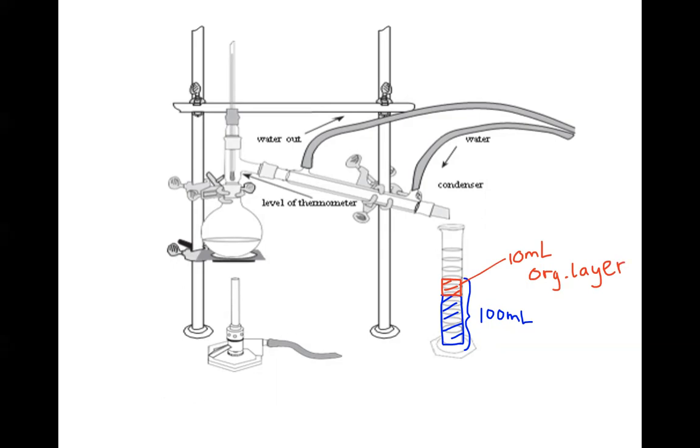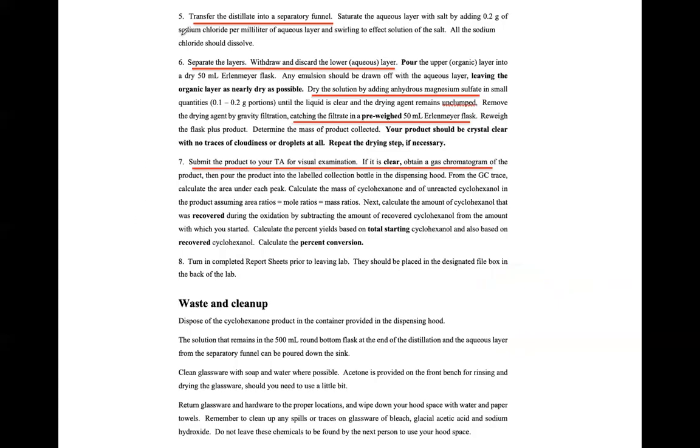Okay, so let's move on into our procedure. So what happens next? You're going to pour everything you distilled into a sep funnel, and then you're going to add a little bit of sodium chloride to help with the separation of the phases. And you're going to separate the organic layer from the aqueous layer. The aqueous layer is waste. So you're just going to discard that.